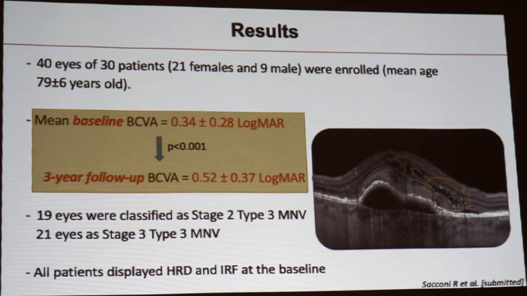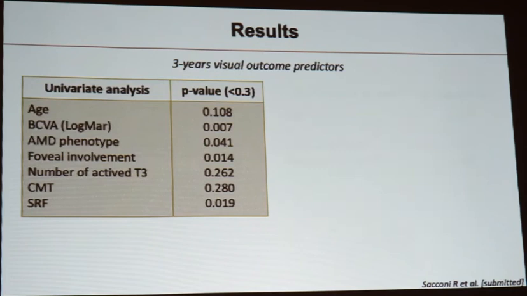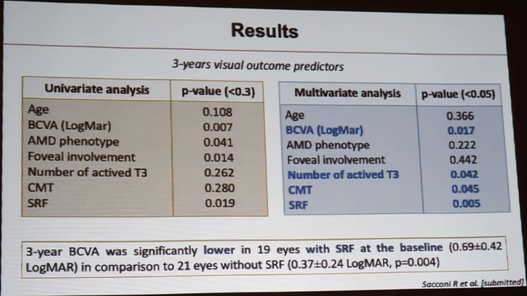We used a univariate analysis in order to select the predictors that we included in a multivariate analysis. And you can see here in blue different predictors of final best corrected visual acuity. The baseline best corrected visual acuity, because we know that patients with higher best corrected visual acuity at baseline usually have a better final best corrected visual acuity; the number of type 3 macular neovascularization lesions, which was already reported in the literature; and the central macular thickness.